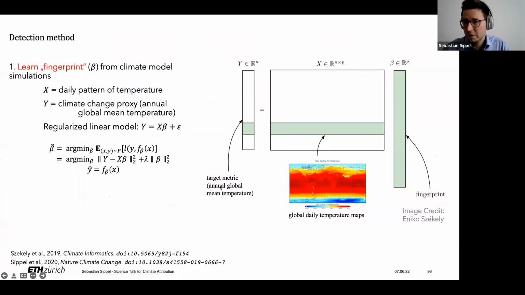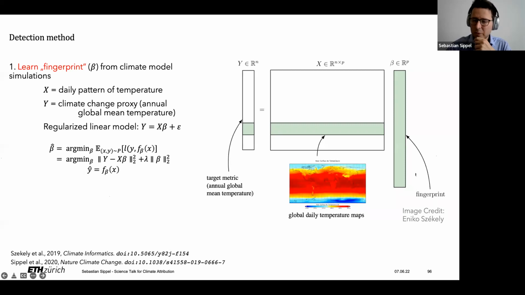We came up with a detection method in the spirit of traditional detection and attribution, where the idea was: can we learn a fingerprint from climate model simulations? We have a high-dimensional linear regression model where we put the climate models' global daily temperature maps in as the matrix of predictors. Every location in space is a predictor, and we're seeking the fingerprint that predicts a target metric related to the forced response. In our case, we used annual global mean temperatures.